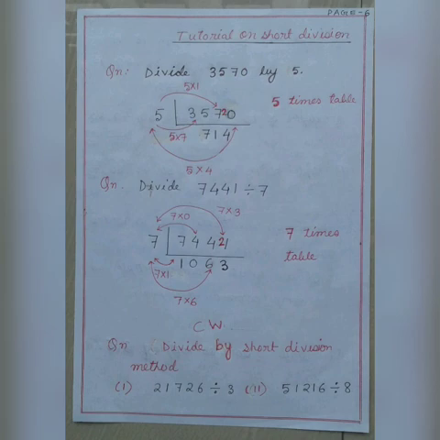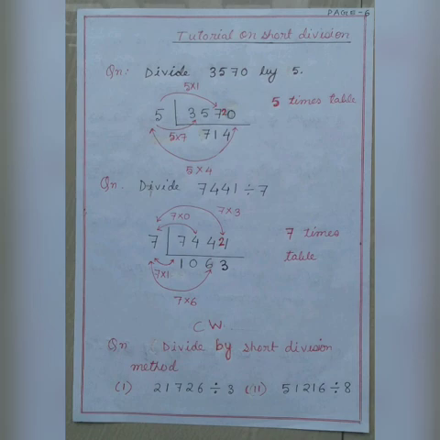5 into 7 is equal to 35. So there are 7 5s in 35. So I have written 7 in the quotient. 5 into 7 is 35. There is no remainder. That is why we go to the next digit 7. How many 5s are in 7? There is 1, 5 in 7. 5 into 1 is 5. So remainder 2 I have written with red ink.